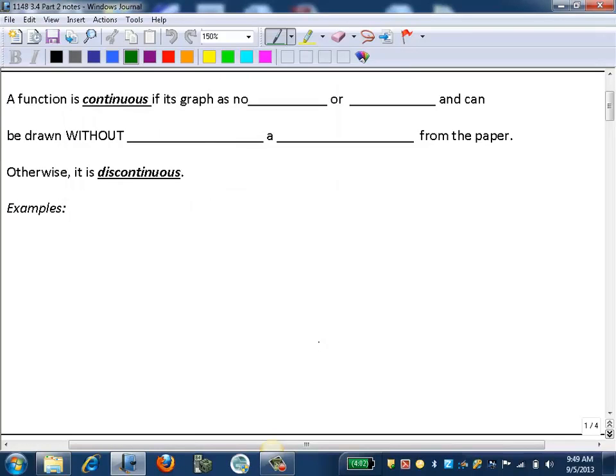So far in this course, we've talked about various properties of functions, including symmetry, increasing, decreasing, and domain and range. Another property of functions that we'll talk about now is continuity. A function is continuous if it has no gaps or holes and can be drawn without lifting a pencil from the paper. Otherwise, it's a discontinuous function.